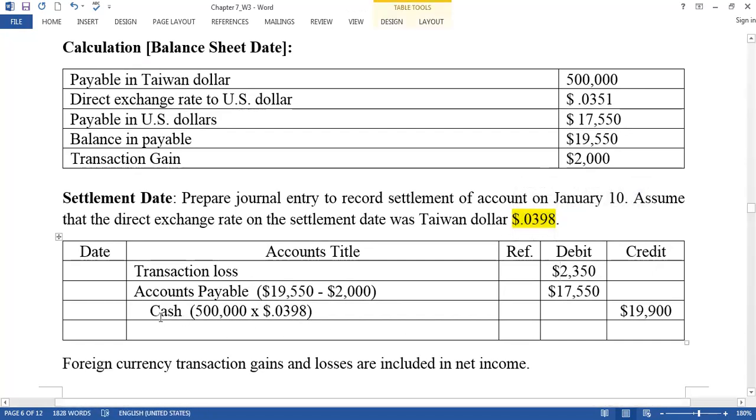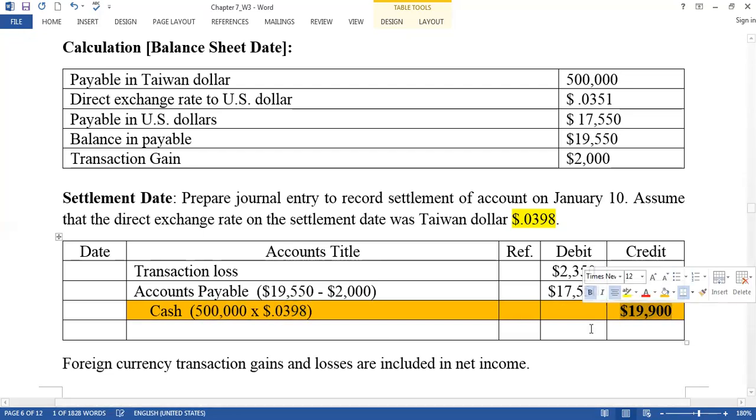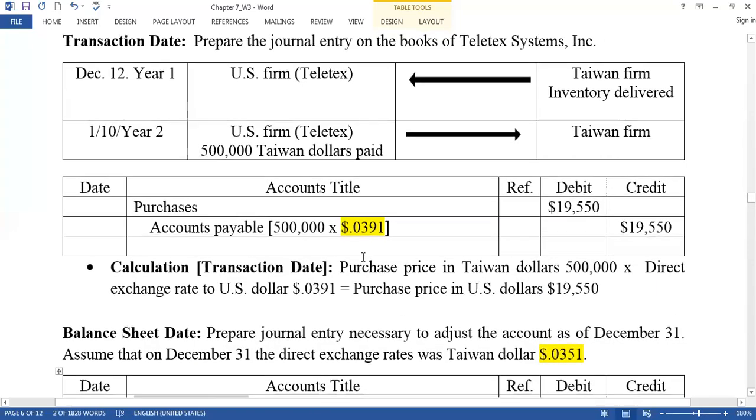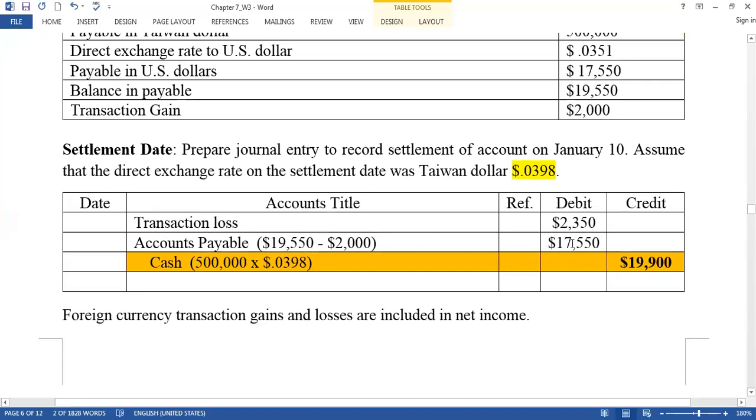So this is your real payment. You are going to pay 500,000 Taiwanese dollars, and the rate of dollar is this. This is your payment. And when we do T account for accounts payable, we find that our real liability is this. We are liable to pay $17,550, right? But actually we are going to pay them $19,900 US. So ultimately we have a loss.